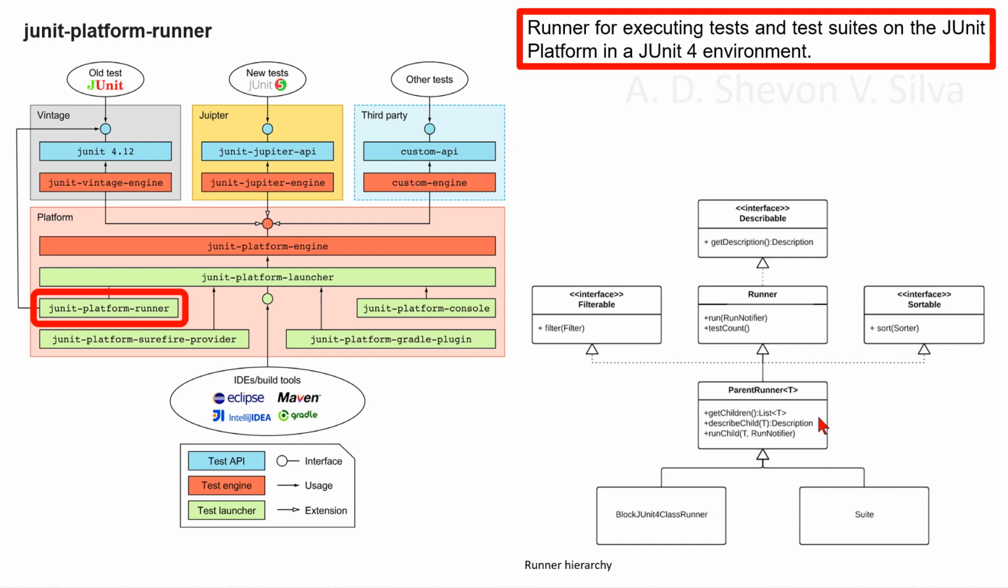But before that, here they describe that this Runner implements the Describable interface, and ParentRunner here implements Filterable and Sortable, and extends Runner, and here the Suite and BlockJUnit4ClassRunner are connected to ParentRunner.